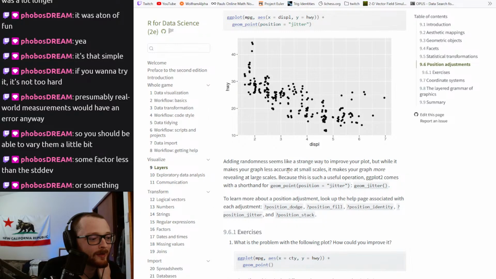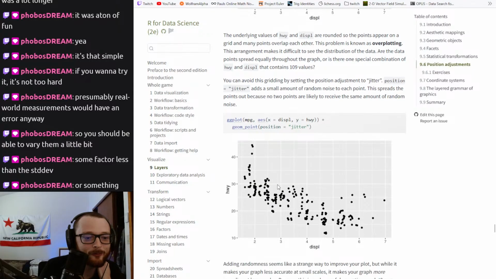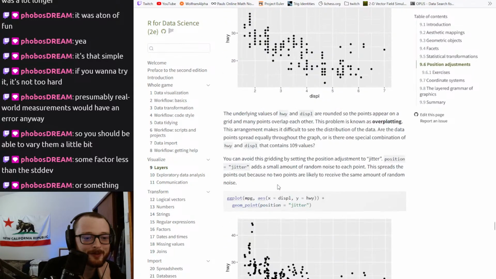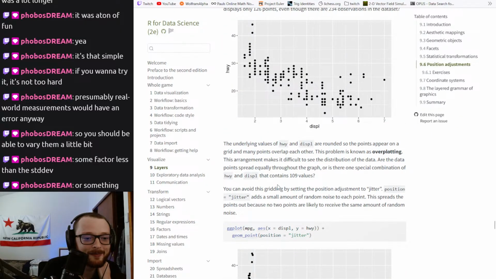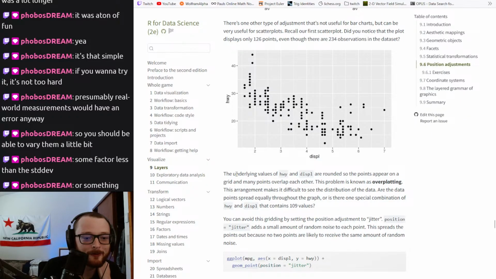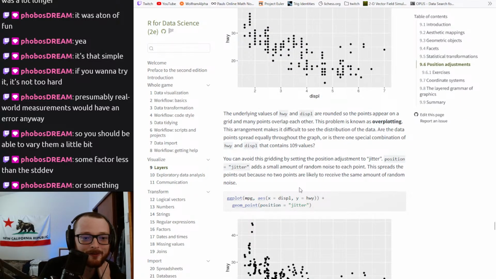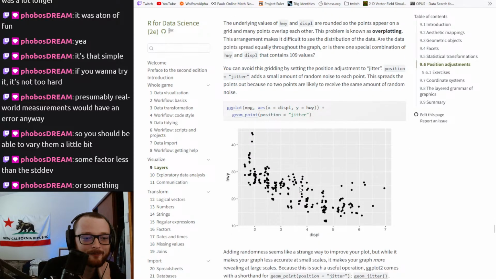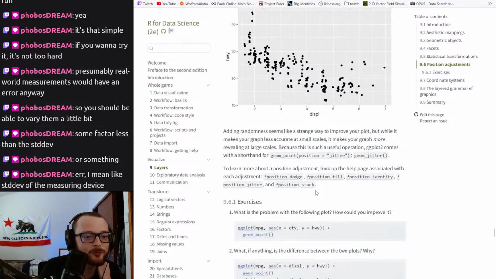Be able to vary them a little bit, some factor less than the standard deviation. I guess that's what I don't know, the scale of that. I guess this would be less than the standard deviation, but this feels like a problem that we created ourselves. Just use a finer grid if it's such a problem. It's just a backwards way of doing it. Of the measuring device, yeah.